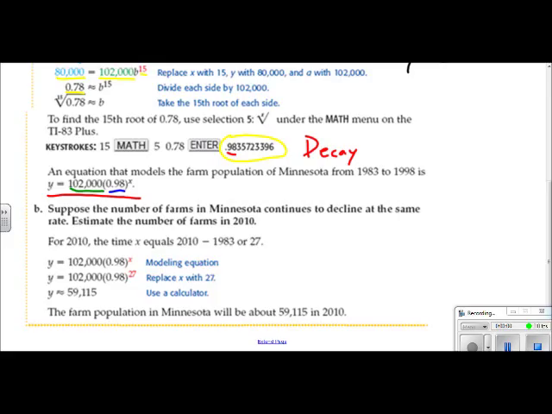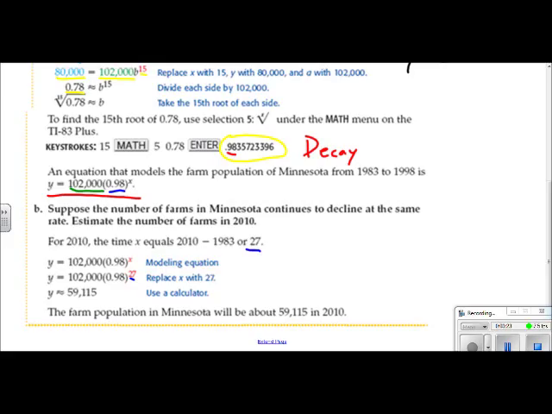So now it says, suppose the number of farms in Minnesota continues to decline at the same rate. Estimate the number of farms in 2010. Well, 2010 means that it's 27 years after 1983. So 27 would be our x value that we plug in here. So 102,000 times 0.98 to the 27th power.